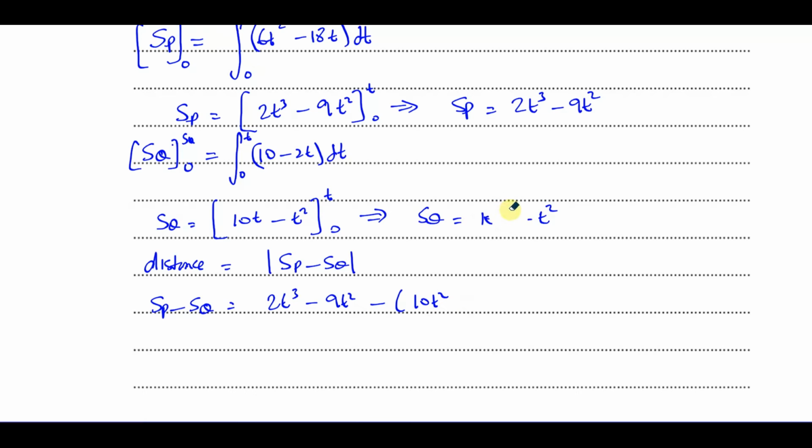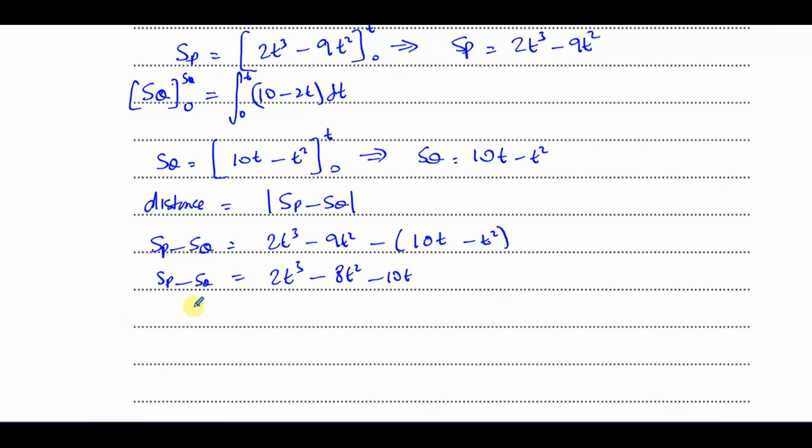sorry, that's a mistake there, that should be 10t. Let me just correct that. I wrote that down wrong. So that's 10t minus t squared, so that's going to be minus 10t minus t squared. So that's going to give me 2t cubed, minus 9t squared plus 1t squared, which is minus 8t squared, and minus 10t. So that is an expression for the displacement between P and Q. Let me call that s_PQ. So that's 2t cubed minus 8t squared minus 10t.